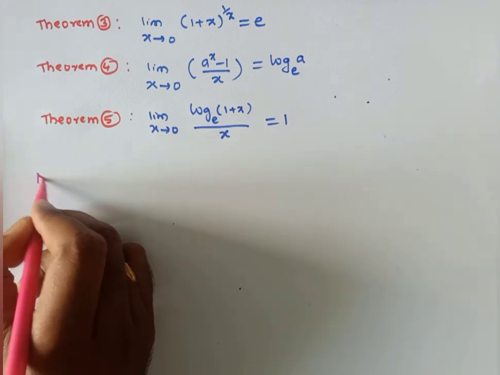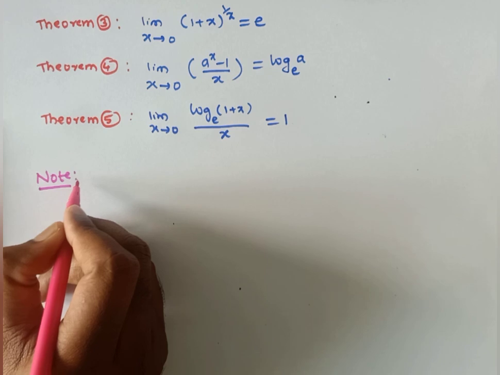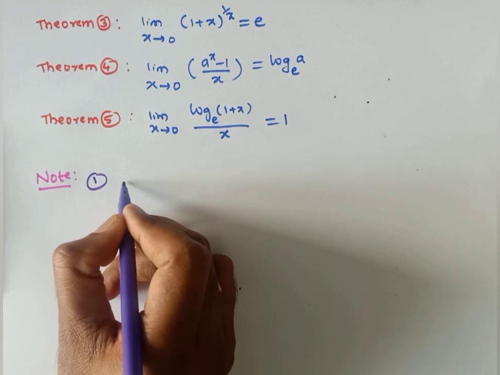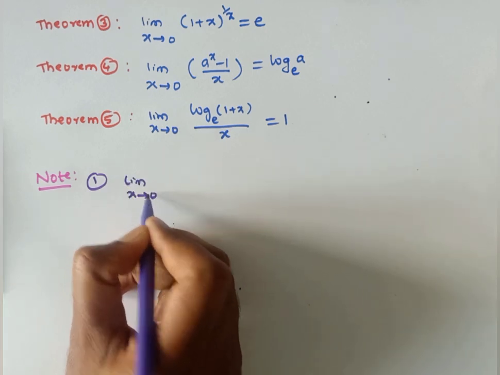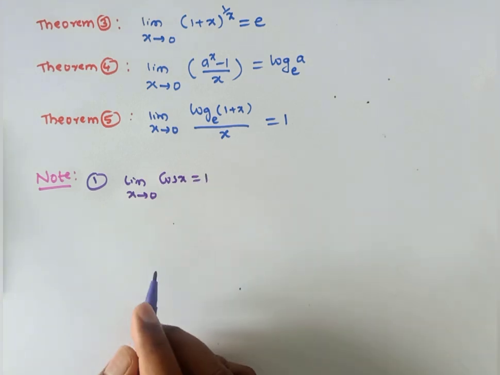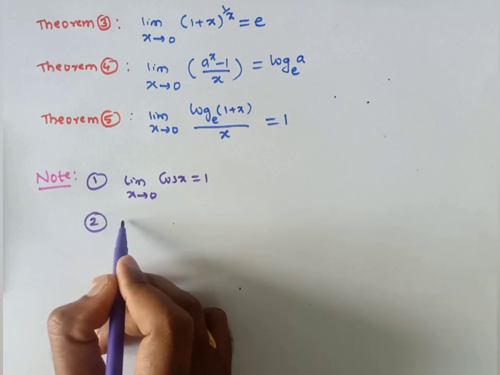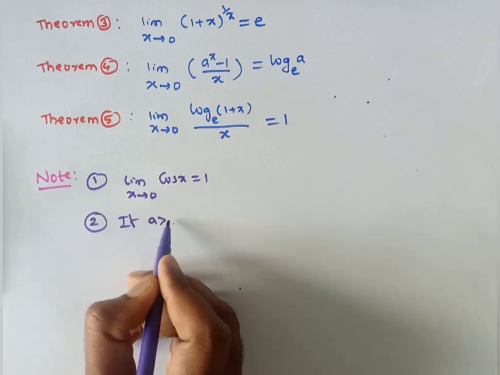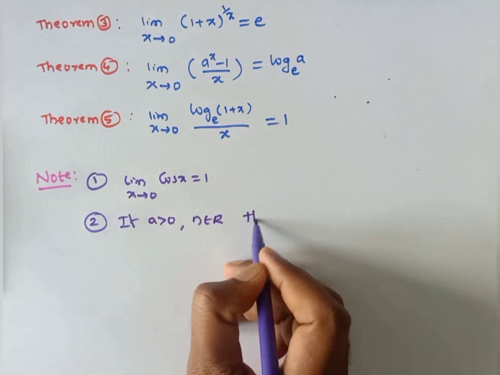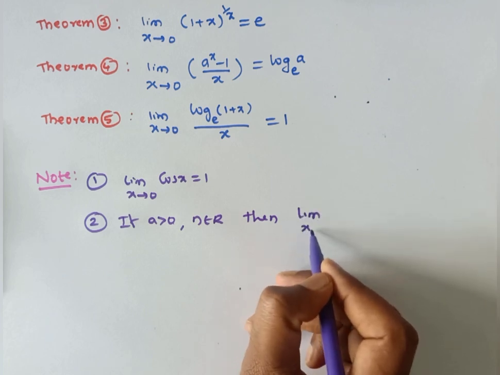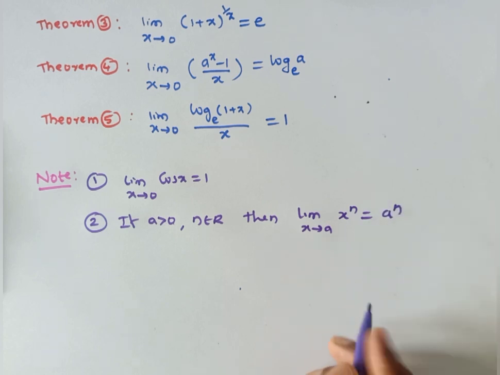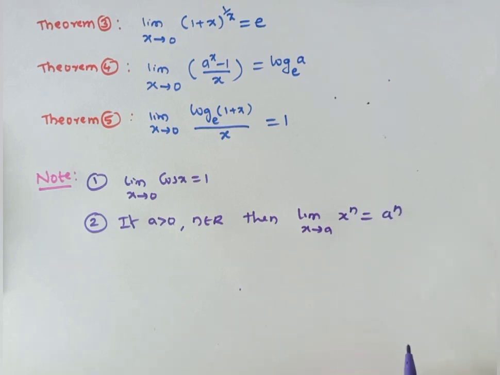And one more thing you need to note. That is number 1. Limit x tends to 0, cos x value is equal to 1. By using the graph, we just now showed this. Number 2, if a is any number greater than 0 and n is a real number, then limit x tends to a, x to the power of n is directly a to the power of n, since we know that x power n is an nth degree polynomial.